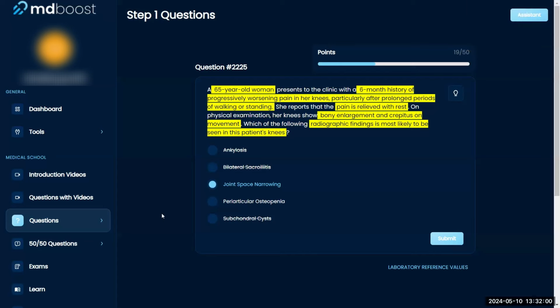Periarticular osteopenia, it could be that. I don't know. I just know that... sorry, go ahead. So I was going to say, your gut answer choice is C. Do you have a good reason to change it? I don't have a good reason to change it, no, but I don't know if it's right. So final answer is C then, right? Yeah, I'll go with C.